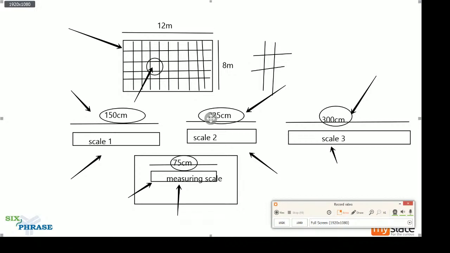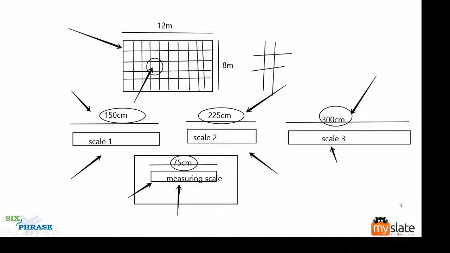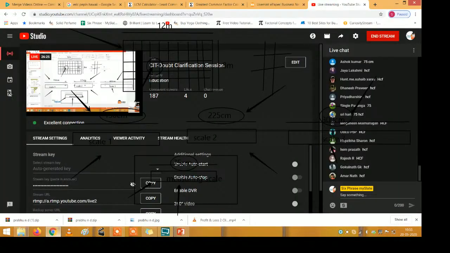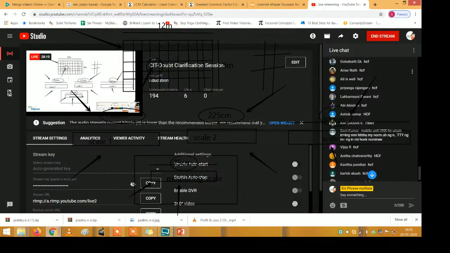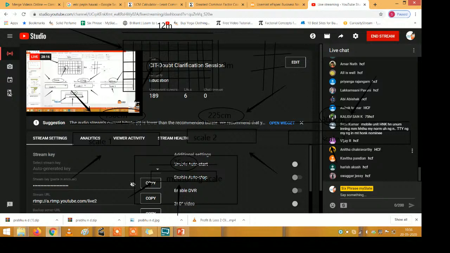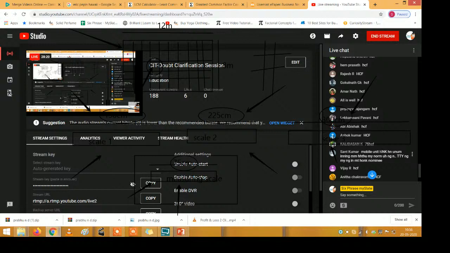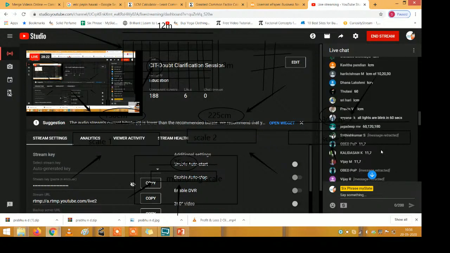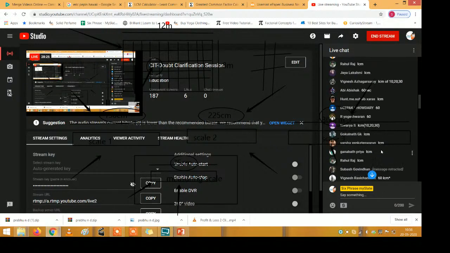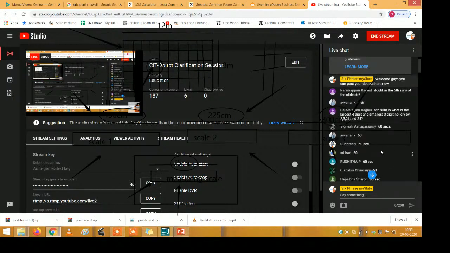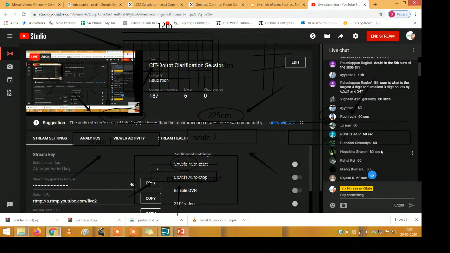And I want to look at somebody's question. Okay, Palanipan asks, fifth sum: what are the largest 4 digit and the smallest 3 digit numbers divisible by 6, 5, 21 and 24? So we look at this question.